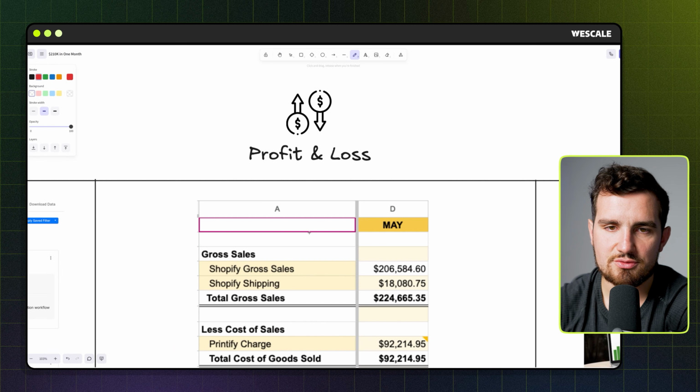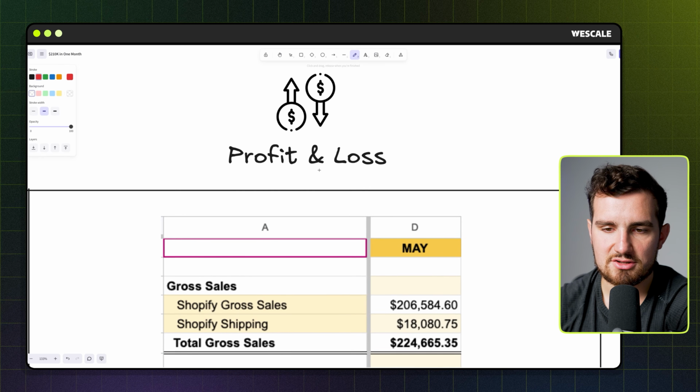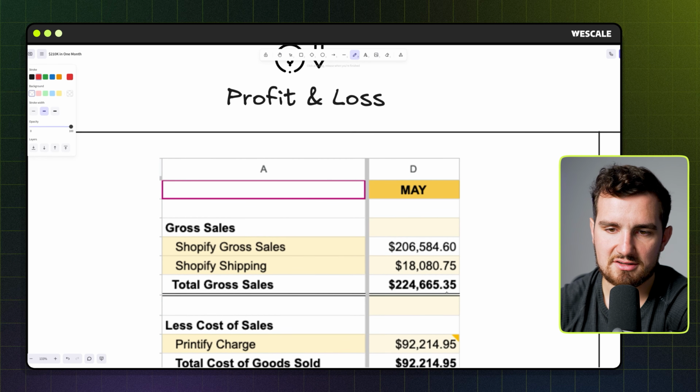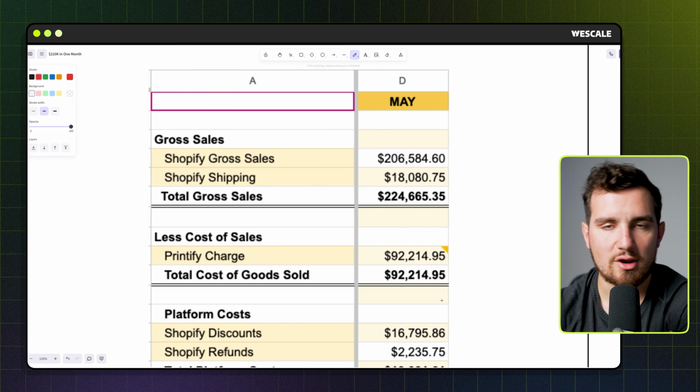But now let's get into the good stuff. So the P&L for the month of May. We did $208,000 in revenue. How much did we actually take home? Now we're just going to go line by line and break it all down for you.